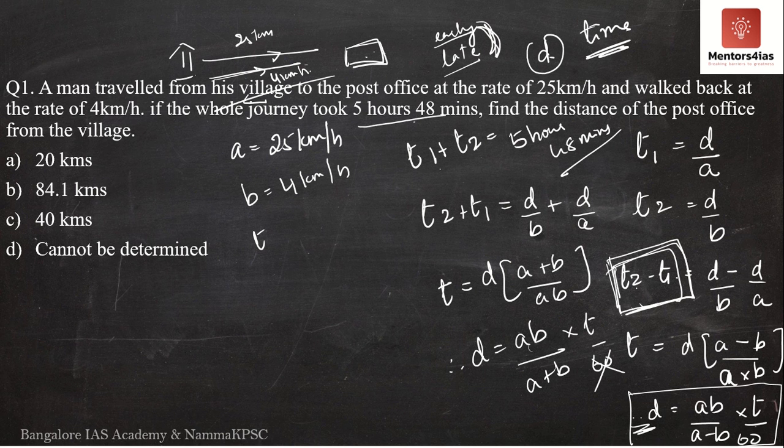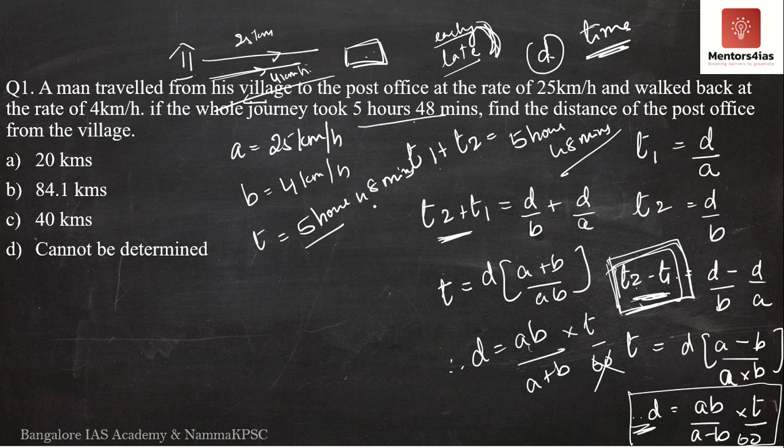That is why I always say, please understand. If you understand, it does not matter how they twist the question. You should always be able to do it. The only difference between this problem and the previous type of problem was that earlier they used to give the time difference. Now they have given the total time. So now you know distance is AB divided by A plus B into T. A is 25 kilometers per hour, B is 4 kilometers per hour, T is 5 hours 48 minutes.